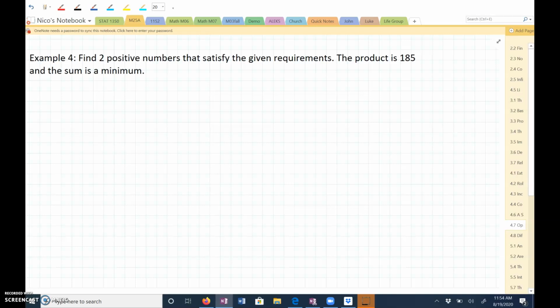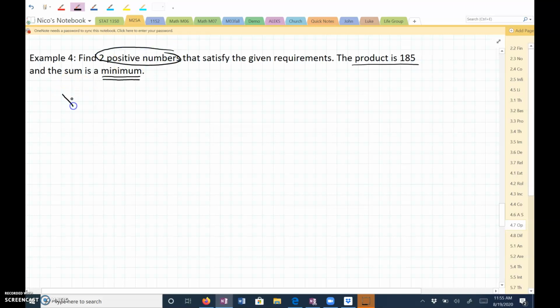Example 4, find two positive numbers that satisfy the given requirements. The product is 185 and the sum is a minimum. So again, this is one of these optimization problems where we're trying to find a relative extrema. Here it's going to be a relative minimum because that's what it states in the problem.